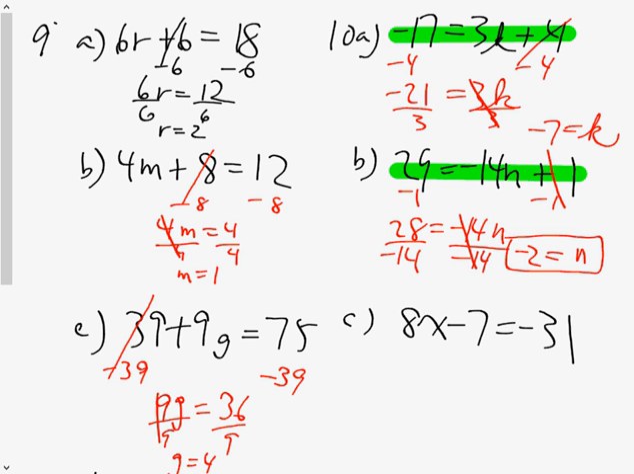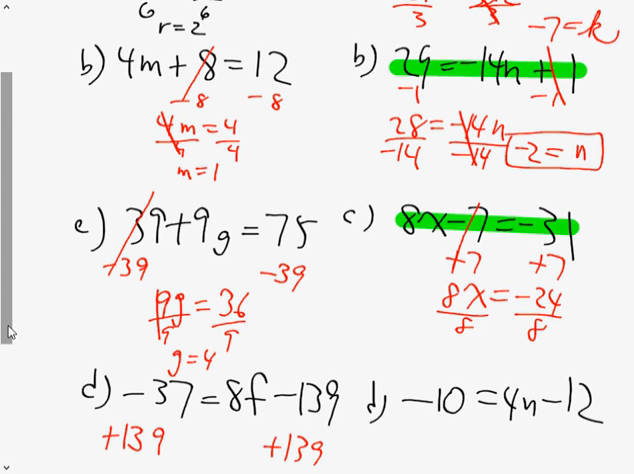28 divided by negative 14. And finally, your last one, your C, which is also, guess what? A grade 8 question. Doesn't look like it, but it is. Add 7 to both sides. 8x is equal to negative 24. Divide both sides by the coefficient, and in grade 7 you didn't know what this was, but now you do. X is equal to negative 3.